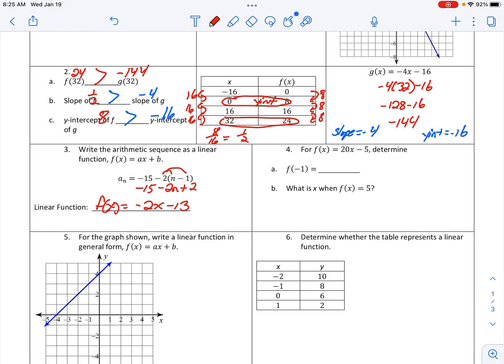Number 4, letter A. Plug in that negative 1. 20 times negative 1 is negative 20. Minus 5 is negative 25.